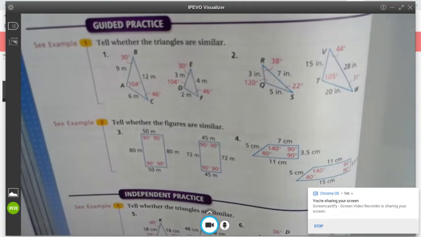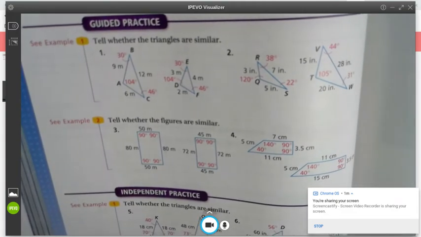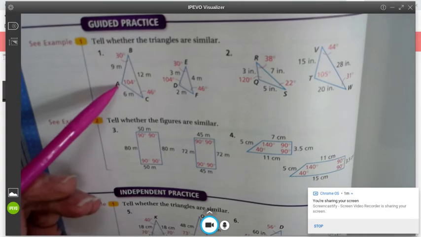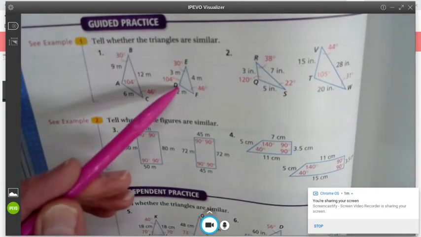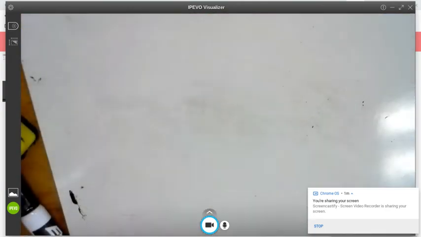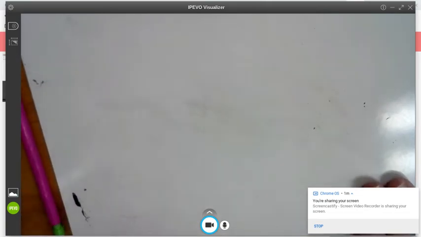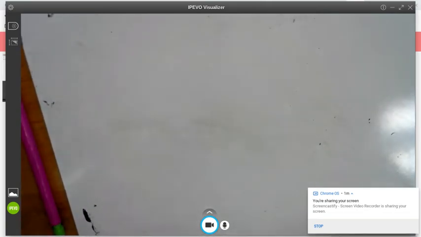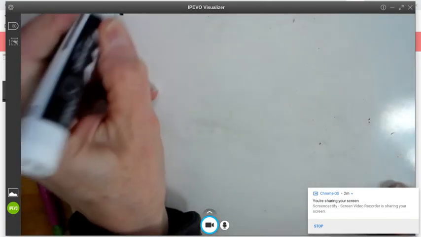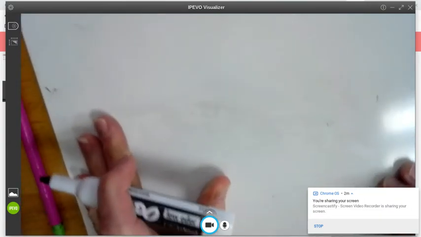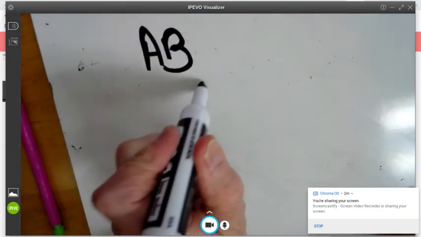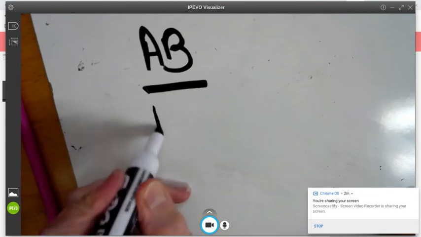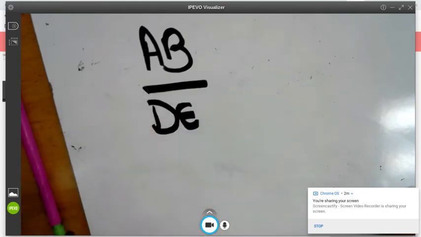And I'm going to start writing these things down on my dry erase board. So we're going to start first with side AB corresponding with side DE. So on my dry erase board, I've got side AB, I'm going to say it this way, corresponds to DE. I'm going to write it like it's a fraction.